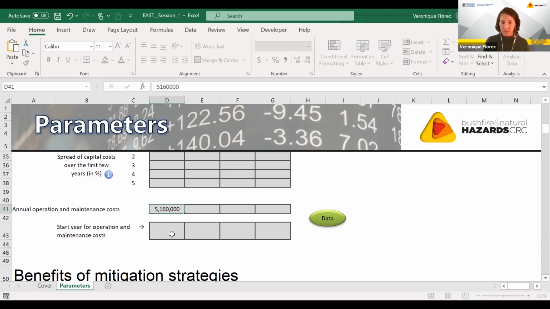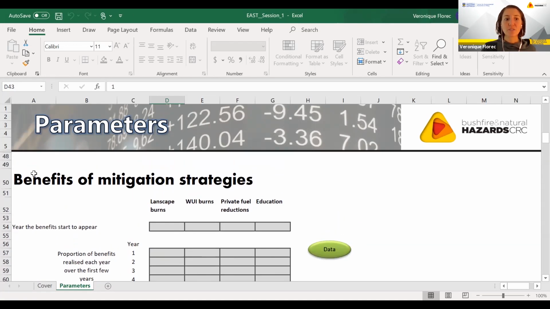So for the landscape burns, the operational maintenance cost is 5,160,000. And it says here at the very bottom of page 4 that the operational maintenance costs are incurred right from the start, so from year 1 for all of the options. So here I will just type year 1, then go to the right, click on the light green button so that the rest of the information is uploaded automatically.